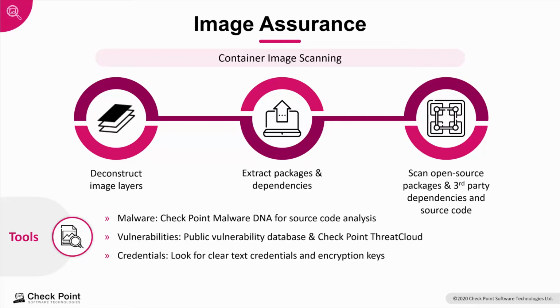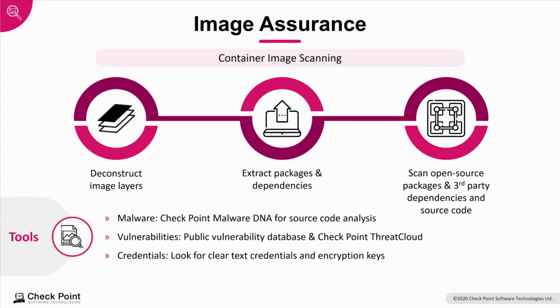Files within the container will also be scanned for potential malware, using the ThreatCloud API to check the file's reputation. Other checks performed by this module include finding exposed credentials or sensitive content, as well as checking included IPs or URLs within the container files that are categorized as malicious.